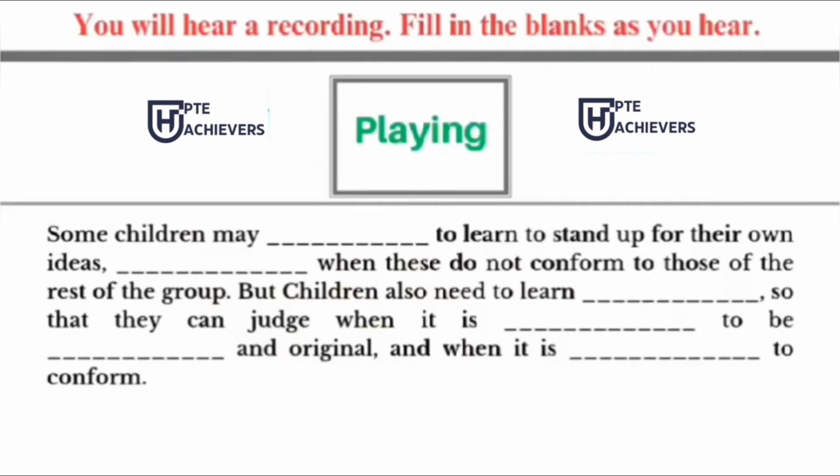Some children may need to learn to stand up for their own ideas, especially when these do not conform to those of the rest of the group. But children also need to learn discretion, so that they can judge when it is appropriate to be divergent and original, and when it is appropriate to conform.